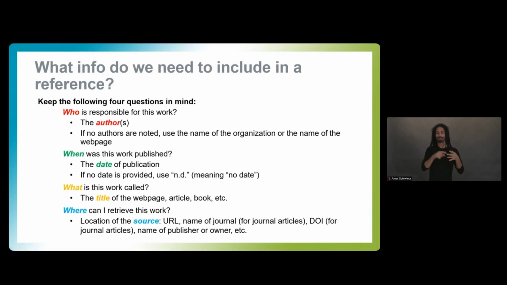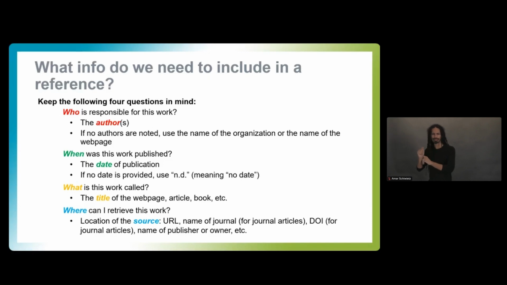The when. So when was this work published? The date of publication. If there's no date provided, you can use N.D., which means no date in APA. And the what? What is this work called? The title of the web page or the article or the book or the podcast.